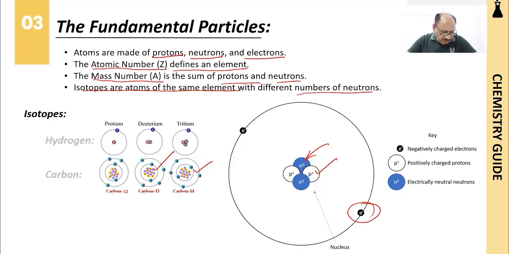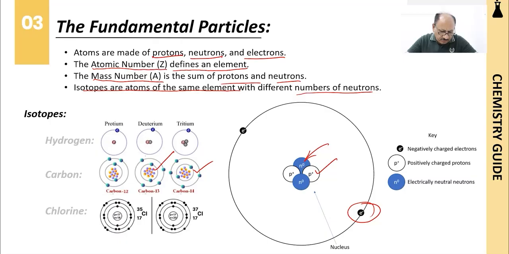Then we can have another example, which is chlorine. Chlorine has two isotopes, chlorine 35 and 37. These are basically the mass numbers, 35 and 37. The number of protons is the same in both cases. So 17 is the number of protons. So basically, we have comprehensively done this.